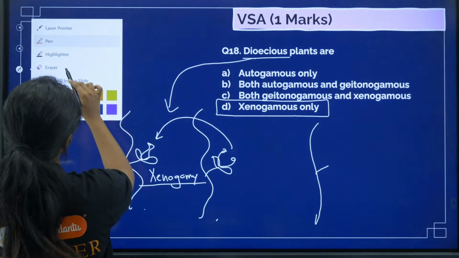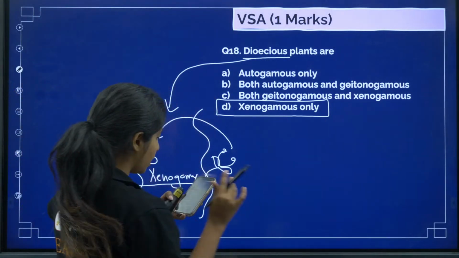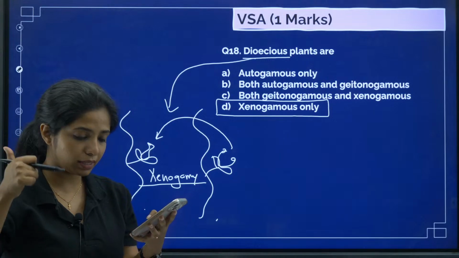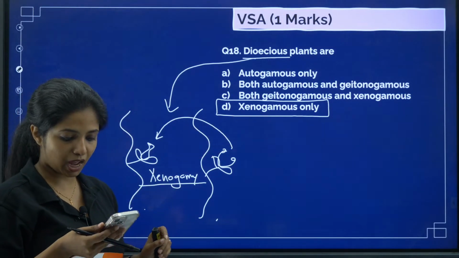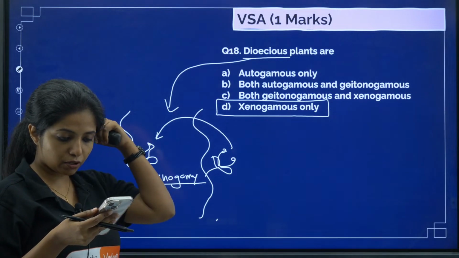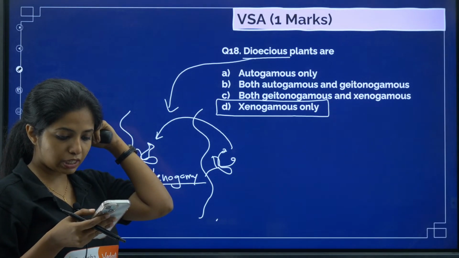So the answer to question 18 is D. If you understood my point, please give me a thumbs up. So the only option for xenogamy is D. So this will be the answer. Aman Shetty got it. Okay, Creative Tales also got it. What about the rest of the people?